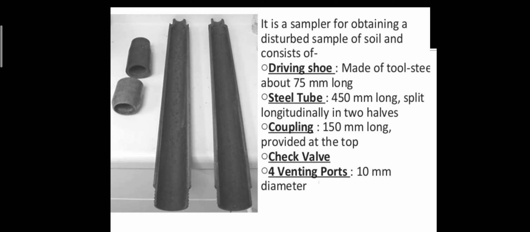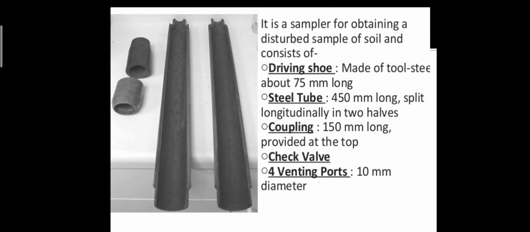And the steel tube is 45 centimeter in length, and it can be cut into two halves longitudinally. And couplers will be there. Why? What for couplers? Because we are going to attach the sampling tube below the drilling rod. அப்போ தான் உள்ளே போய் எடுத்துகிட்டு வரும் சாம்பிள். ஸோ the drilling rod ஓட கனெக்ட் பண்ணுறதுக்காக we have couplers.